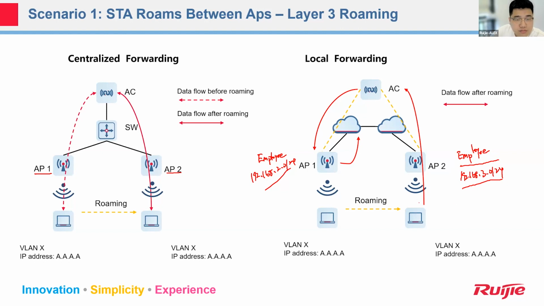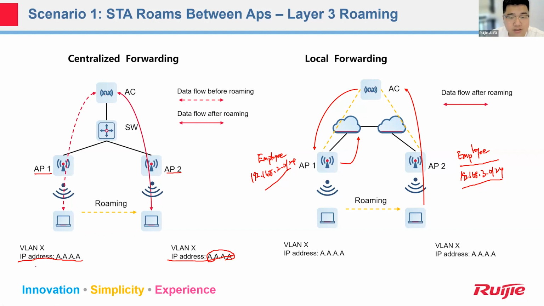And if it's layer 3 roaming, pay attention here: the IP address after roaming is still unchanged. This is the reason I say that no matter whether it's layer 2 or layer 3 roaming, if you switch to another AP and you find that the IP address of your terminal has changed, it means that this is not roaming. So no matter layer 2 or layer 3 roaming, the IP address of the STA is unchanged.